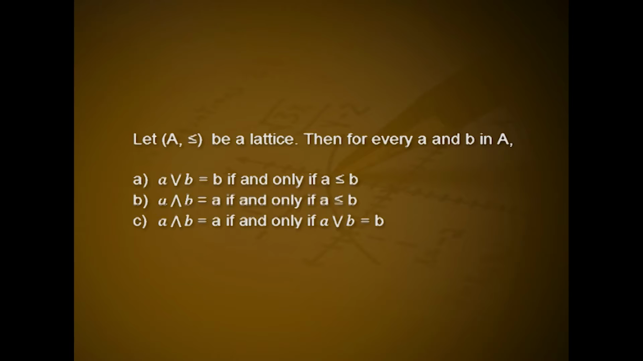Theorem 1. Let (A, ≤) be a lattice. Then for every a and b in A: first, a join b is equal to b if and only if a is less than or equal to b. Second, a meet b is equal to a if and only if a is less than or equal to b. And third, a meet b is equal to a if and only if a join b is equal to b. Proof of first part.